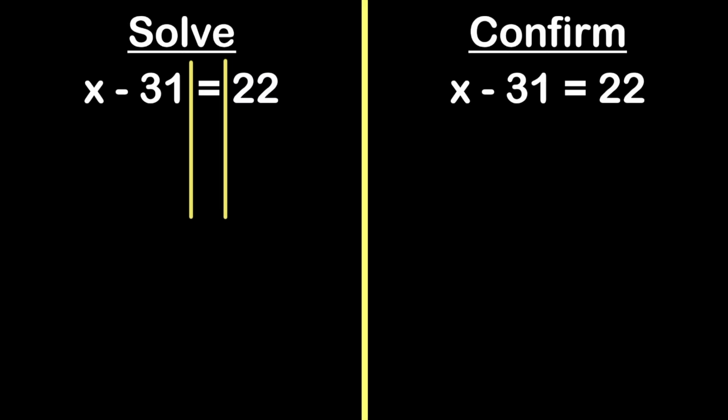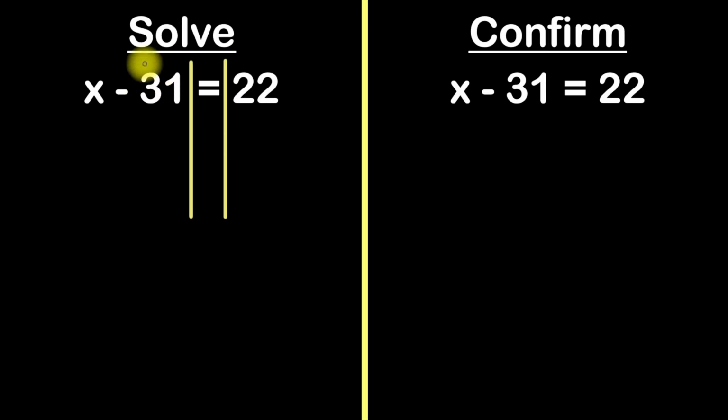It's important to remember that equations are like scales. In order for this to work, the left side and the right side have to be the same exact thing, which means that if we change the left side, we're also going to have to change the right side the same exact way to maintain that equality.